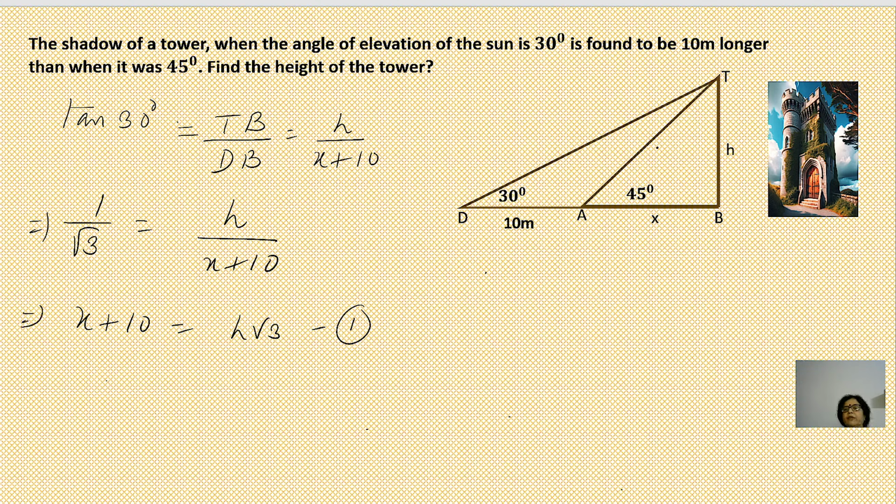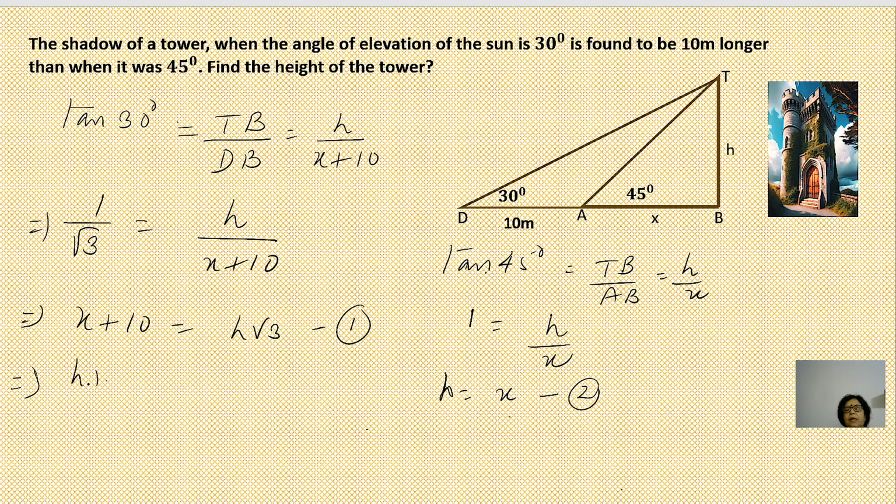Second equation we'll take from the triangle TBA. This triangle tan 45 will be equal to TB upon AB, that is equal to h upon x. Now tan 45 is 1, so 1 is equal to h upon x. So which means that h is equal to x. This is the second condition that we have generated. So from here we take the value of x as h and put it in this equation.